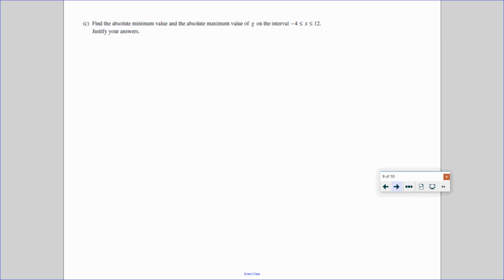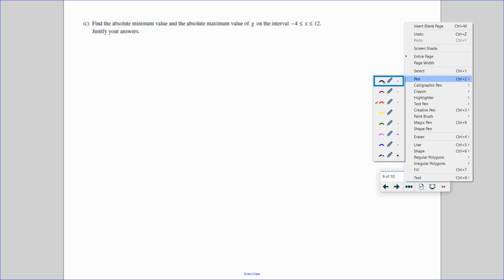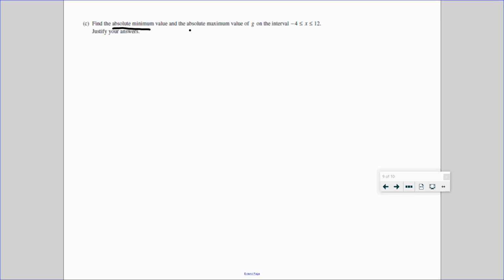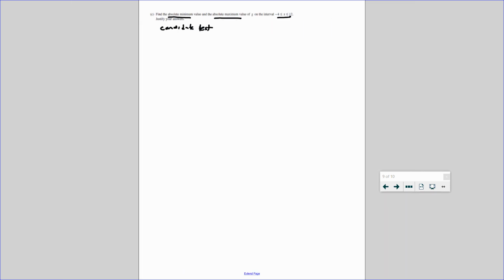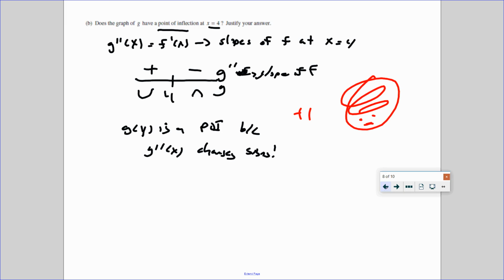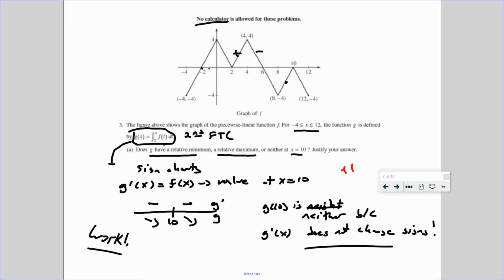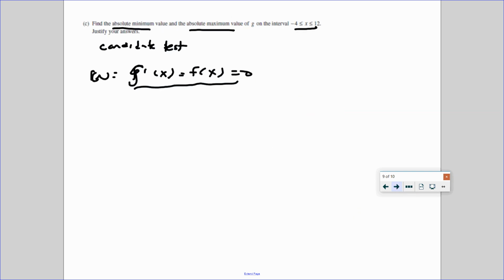All right, question C. Oh no. This should look familiar to us. Find the absolute minimum and the absolute maximum on this domain. This is our candidates test. Now we need some space on this one, so I'm going to extend this page a little bit. For this one, we need our critical numbers. To get the critical numbers, that is where g prime of x, which we know is f of x, equals 0. If we go back to the graph, what will be equal to 0? -2, 2, 6, and 10. Those are our critical numbers.